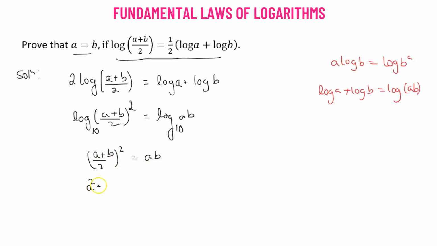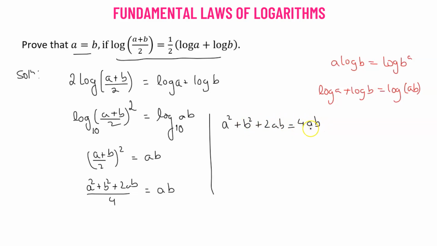which gives us (a squared plus b squared plus 2ab) divided by 4, equals ab. Now we'll cross multiply 4 with ab, which will give us a squared plus b squared plus 2ab equals 4ab. We'll transpose 4ab from the right hand side to the left hand side to get a squared plus b squared plus 2ab minus 4ab equals 0. So a squared plus b squared plus 2ab minus 4ab gives us negative 2ab equals 0.